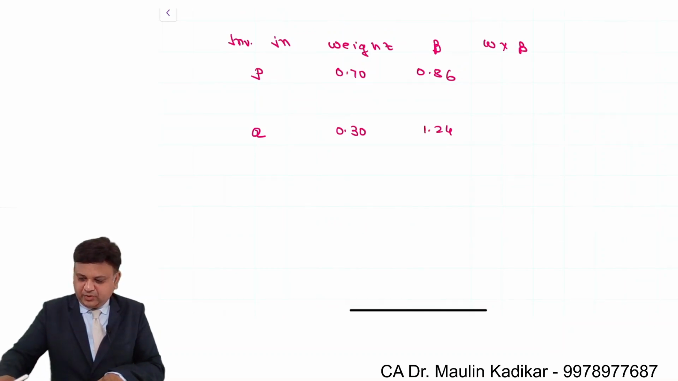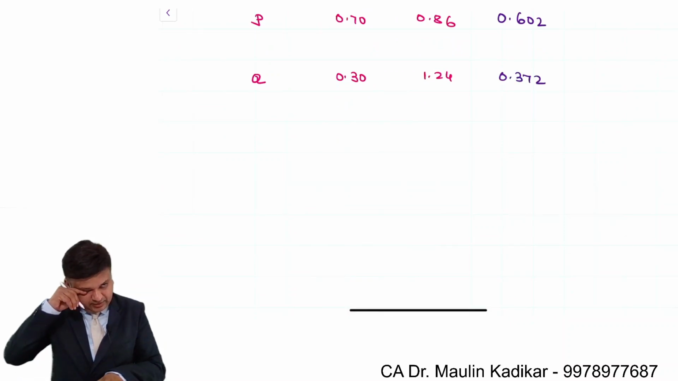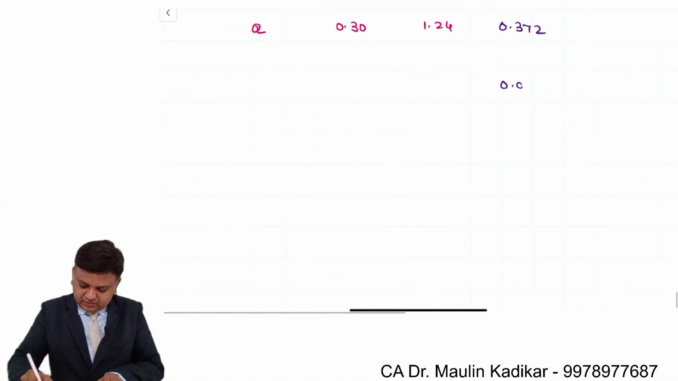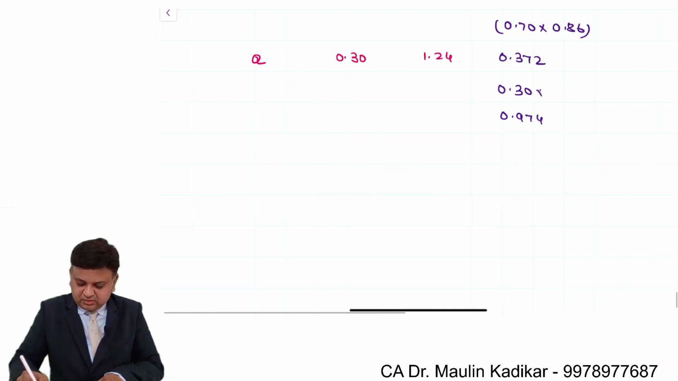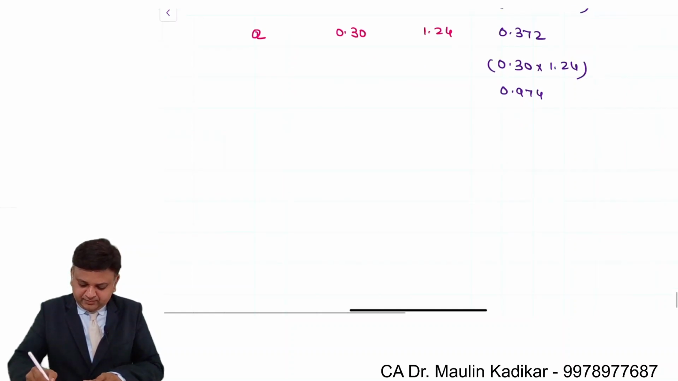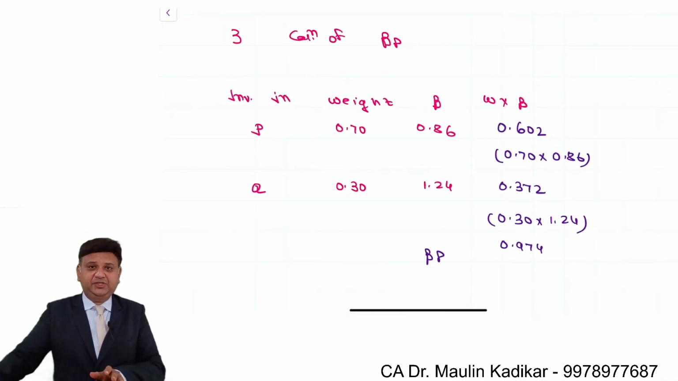Weight into beta, 0.7 into 0.86, so 0.602. 0.3 into 1.24, 0.372. That is the way it is weighted average, 0.974. So it is 0.70 into 0.86, 0.30 into 1.24. Beta of the portfolio can be calculated as simple weighted average.